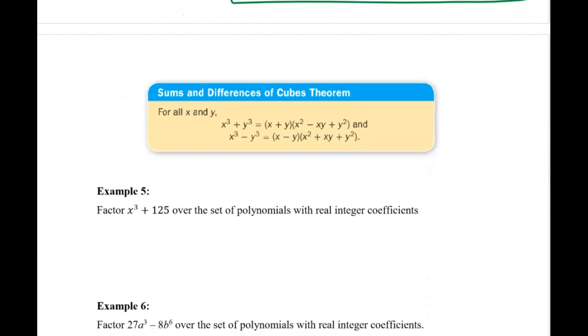Sum and difference of cubes. So this is a little trickier, but it really is just a pattern. The difference is here, there's a plus, and then it goes plus, minus, plus. If there's a minus in between, it goes minus, plus, plus. So it's all about patterns.